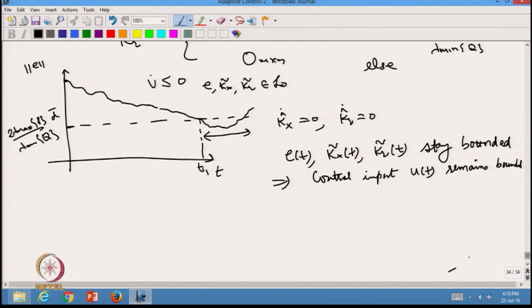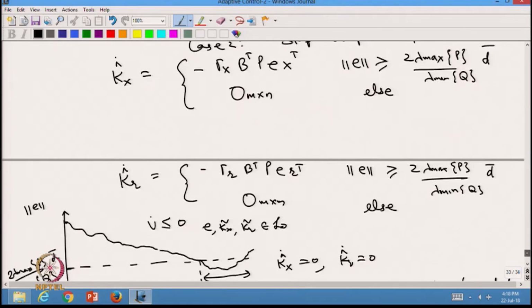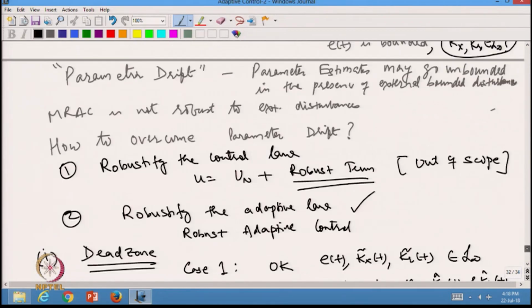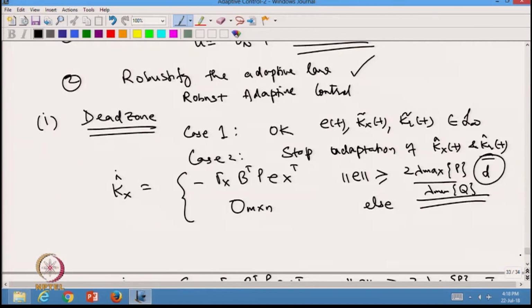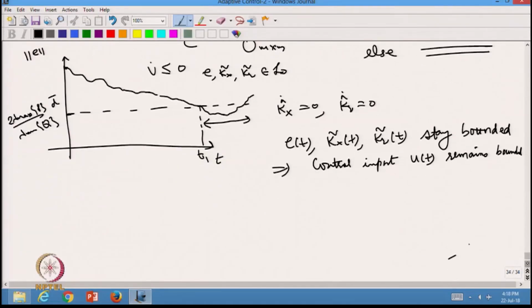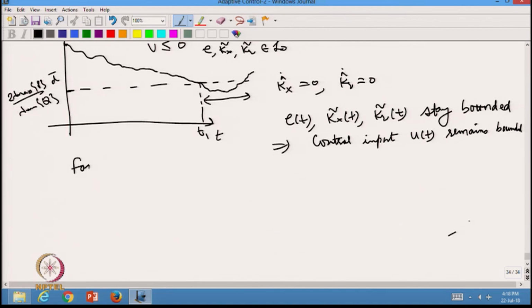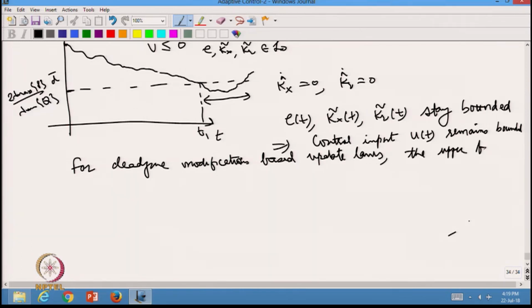So, the interesting thing to note here is that our cases depend upon the evaluation of the dead zone, and for that we need to know the upper bound on the disturbance. So, we say that for this dead zone modification of the adaptive laws, we need to know the upper bound on the disturbance. So, for dead zone modification based update laws, the upper bound of the disturbance is required to be known.